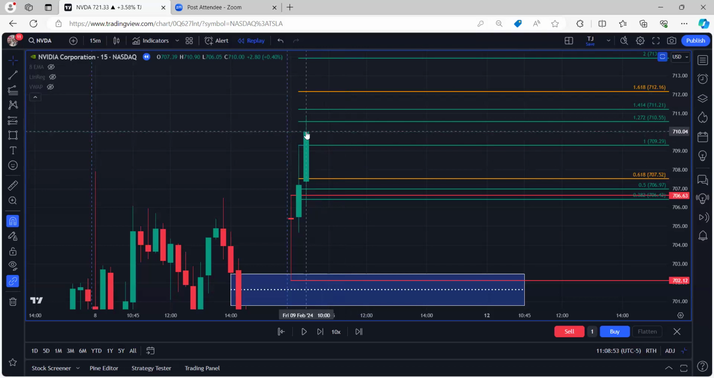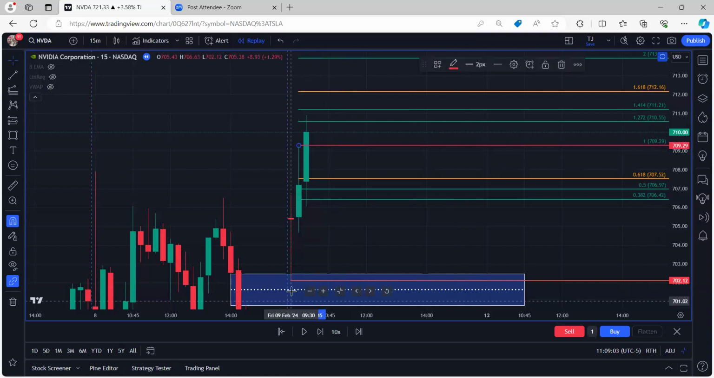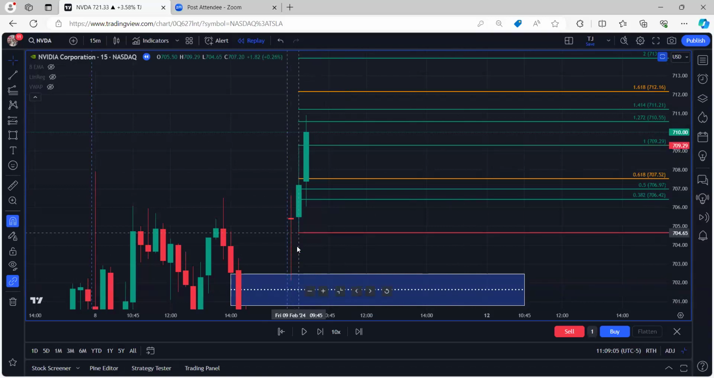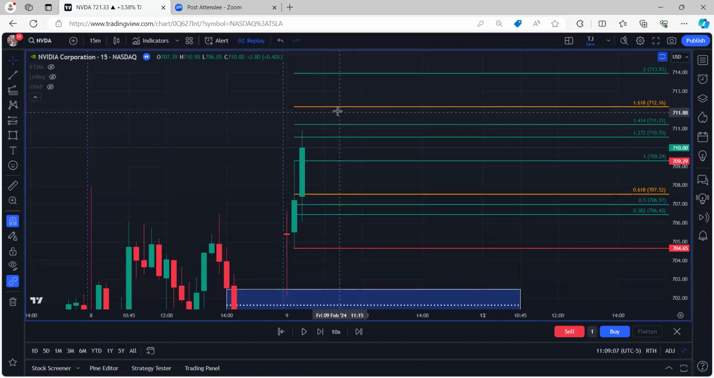So do we pay ourselves here? Which one is the better option? This is how much you're risking right here. You see you're at 710. Price should come back to 709.29, right? Because that's now our new entry and our new stop loss. Or try to play up to our 1.618. Which one has the better risk or reward?